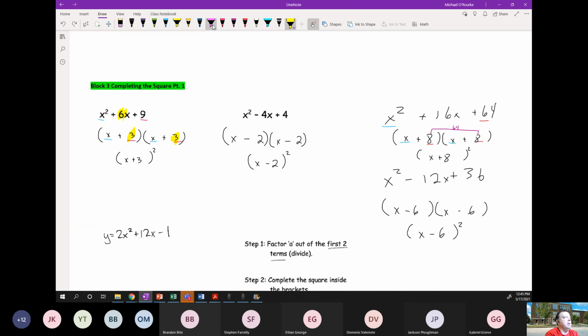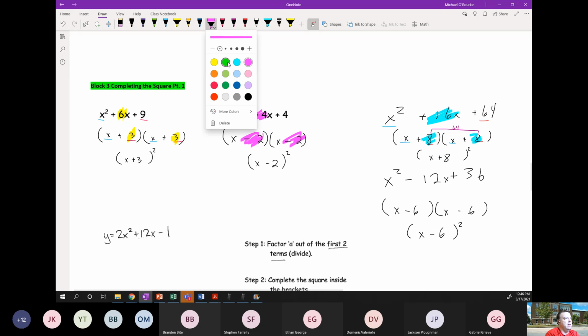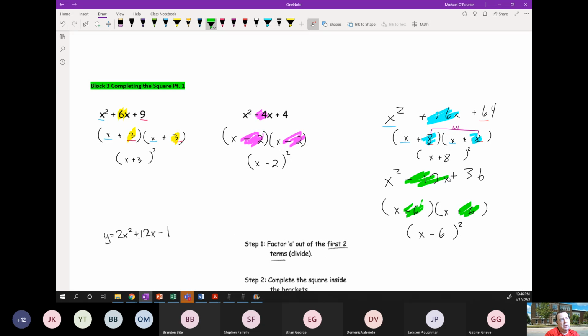Each highlight is separate, as in, like, these relate to each other. These relate to each other. And let's change colors out to green. And these relate to each other. Okay?